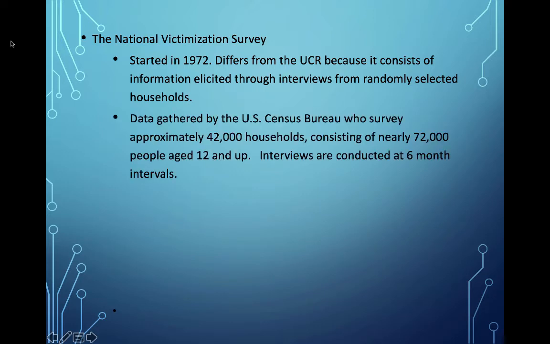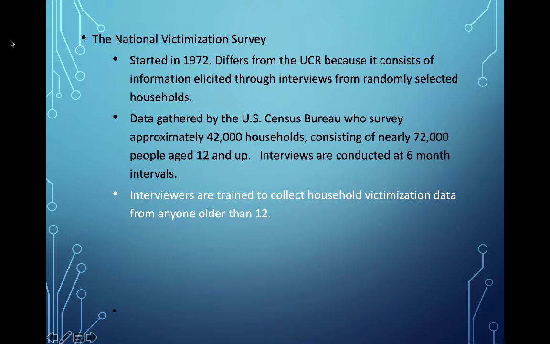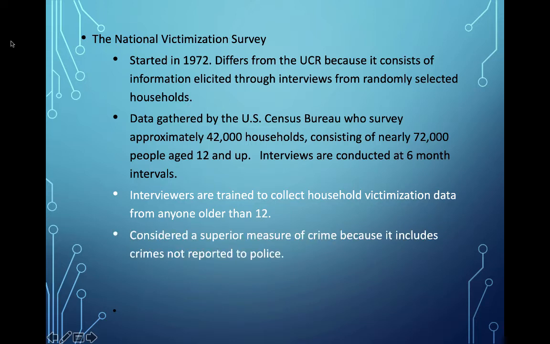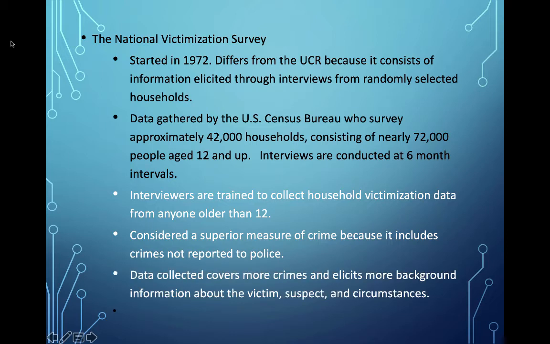So what we did was the U.S. Census Bureau surveyed approximately 42,000 households consisting of nearly 72,000 people aged 12 and up, and they started conducting interviews every 6 months. And the interviewers started being trained to collect household victimization data from anyone that was 12 years old or older. And the data that they were collecting was superior, and it covers more crimes and gets more background information.